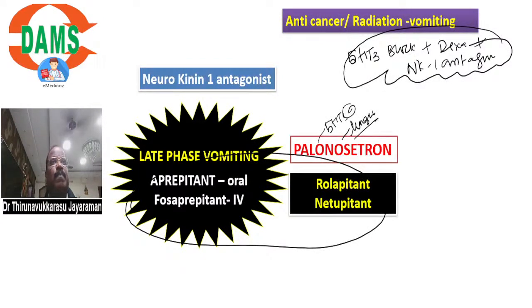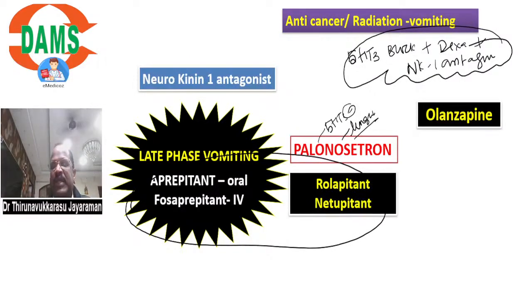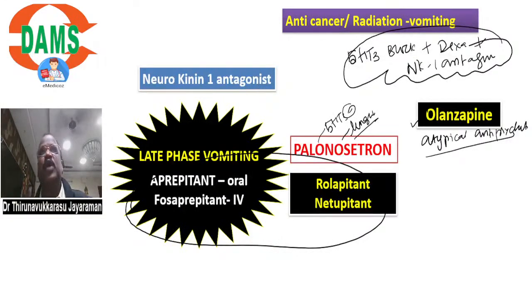The answer is Palonosetron. One extra point, we have one drug called Olanzapine. It is actually an atypical antipsychotic. This is also having very good anti-emetic action, useful for treatment of chemo-induced vomiting.